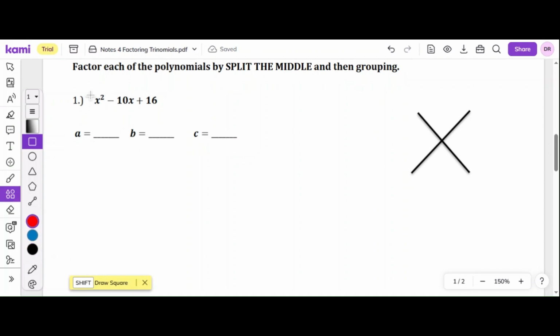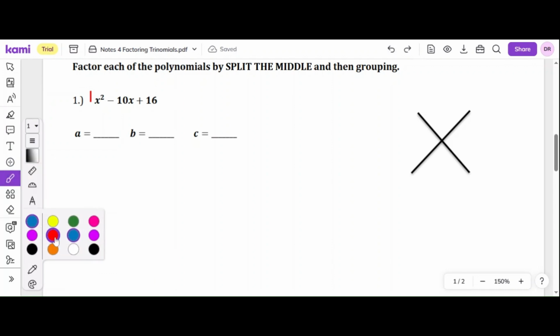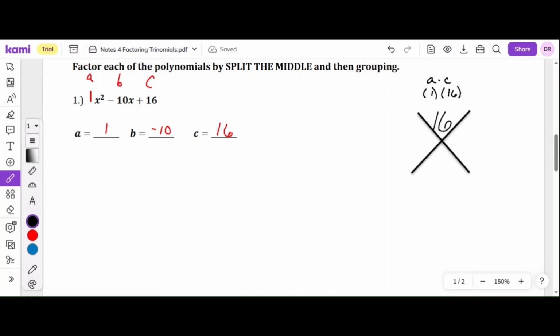In this first case, we have 1x squared minus 10x plus 16. And so we see the values of a, b, and c again, where a is a positive 1, b is a negative 10, and c is this last value of positive 16. All right, and then we go through again. So at the beginning, to fill in our chart, we start at the top. We take a times c. And a times c in this case, we take our a value, that is 1. Then we take our c value, that is 16. And 1 times 16 is 16.